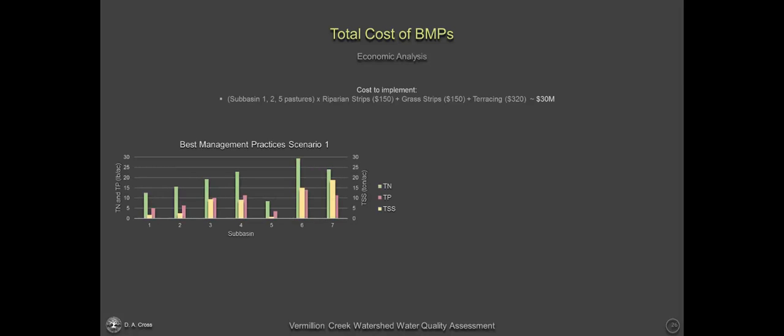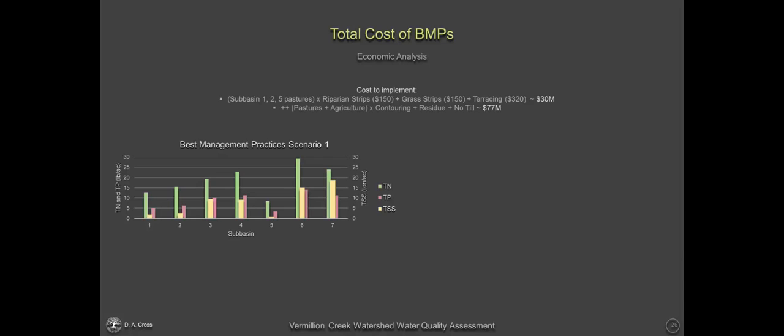Total cost of BMPs. So cost to implement. Subbasin 1, 2, and 5 areas were multiplied times the cost of the riparian strips, which was about $150, grass strips, which was also $150, and terracing, which was about $320. And this came out to be pretty close to $30 million. So this is for BMP scenario 1.